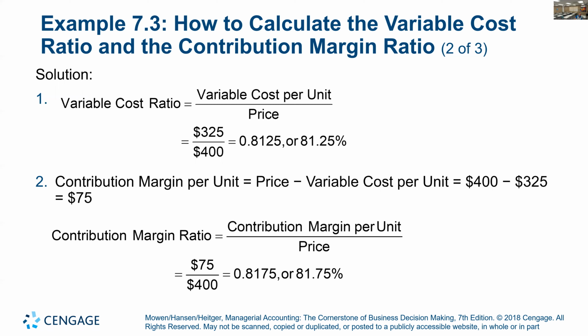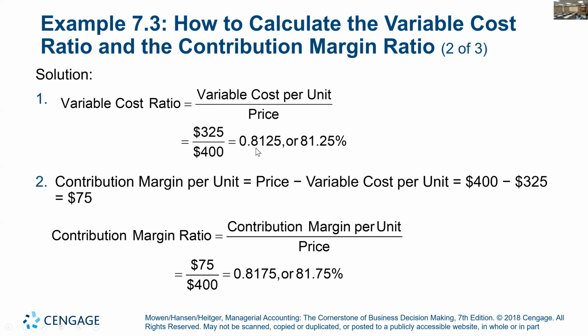So first we need to calculate the contribution margin percent. The variable cost was 325 divided by 400, which is 81.25. The contribution margin per unit is 75 divided by 400. And yes, this is a typo. I did not make these slides. It came like this. This should be 18.75. So 18.75% goes to contribution margin, while 81.25% goes to variable cost.